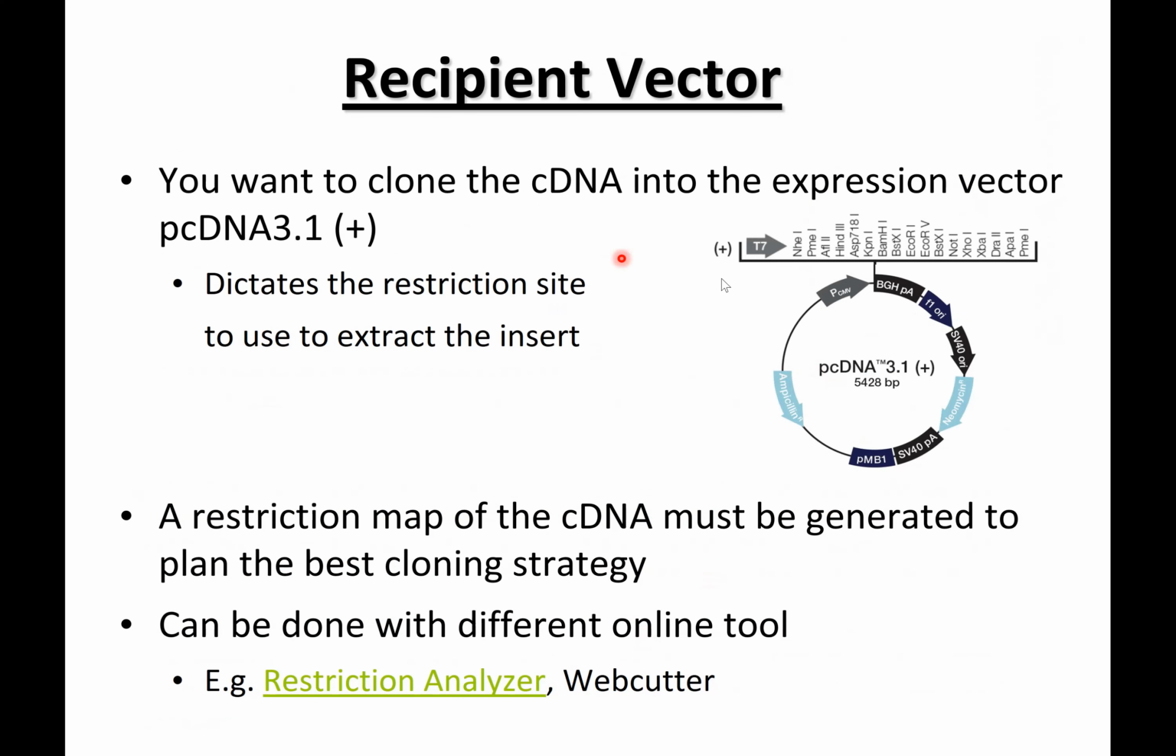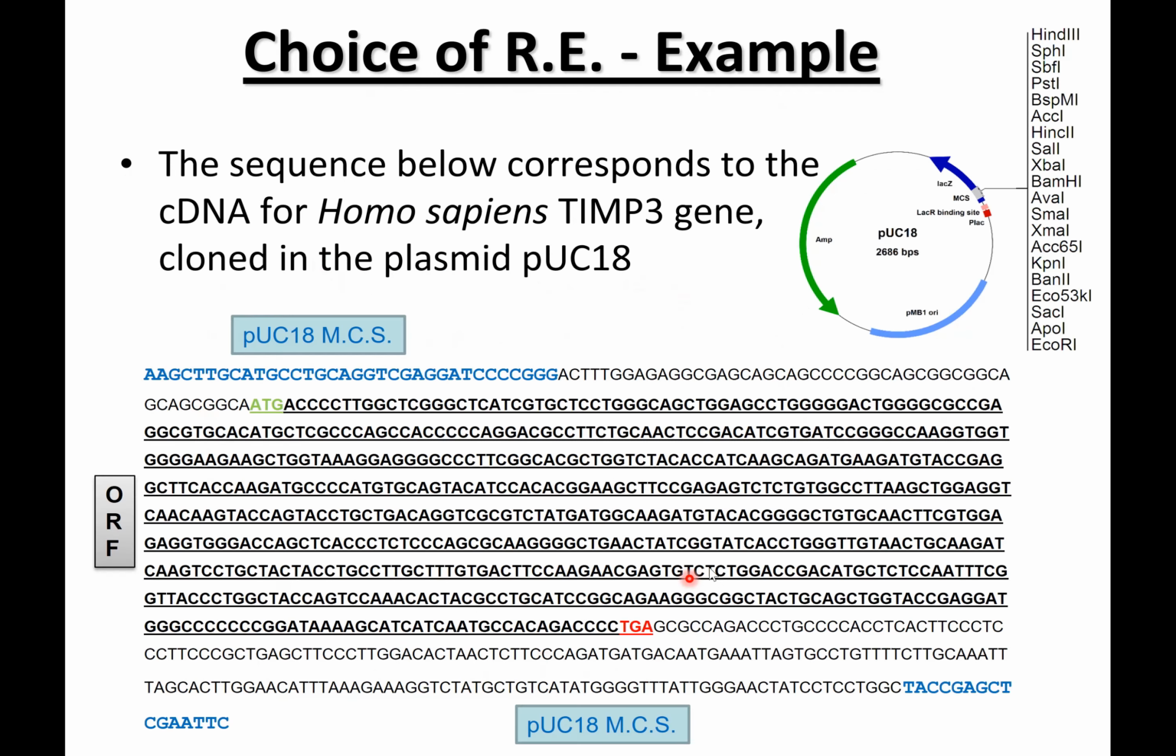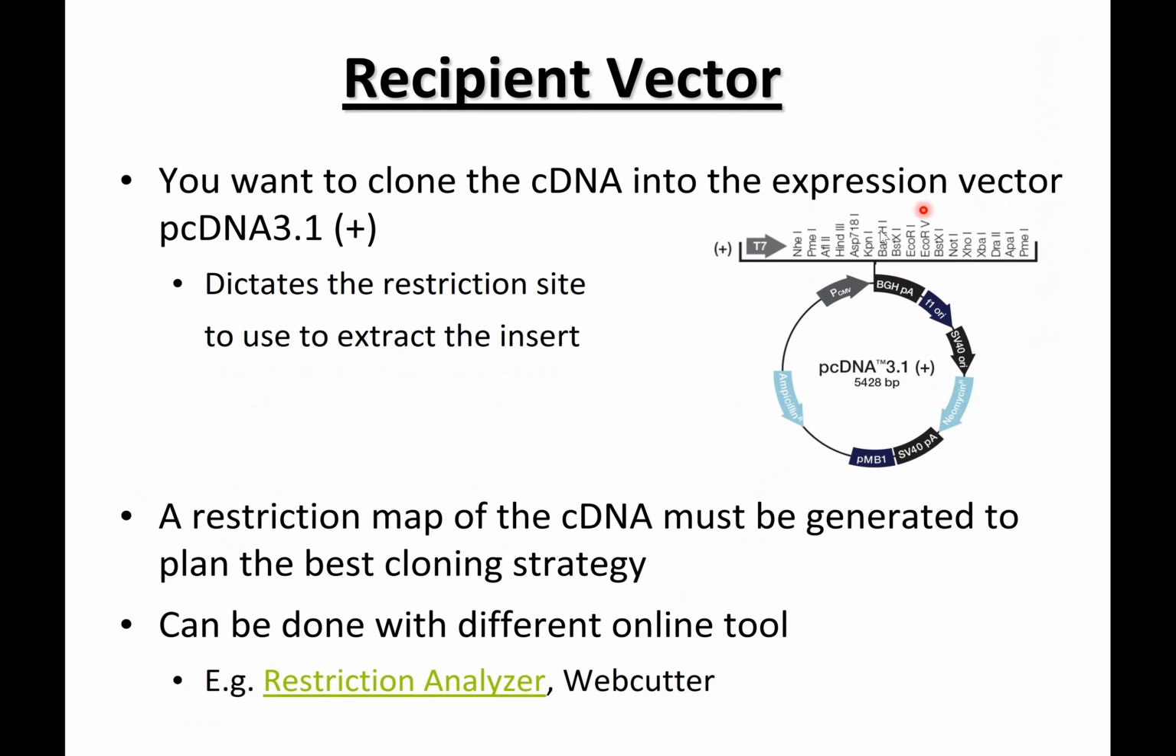How do you do it? First of all, you need the information about the recipient vector. This is your recipient vector, pcDNA 3.1 plus, a common one. You can use another one, but this is the common one. It has a CMV promoter. So if you clone your cDNA, your TIM3, inside here in the proper orientation, it will actually be expressed. So how do you plan how to cut this out and put it inside there?